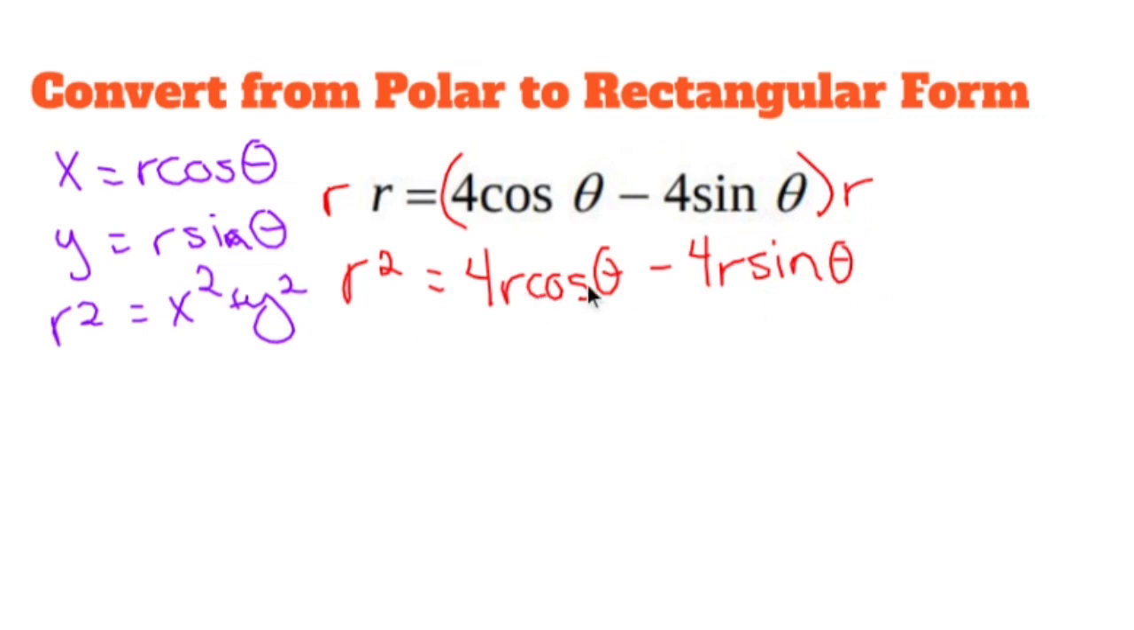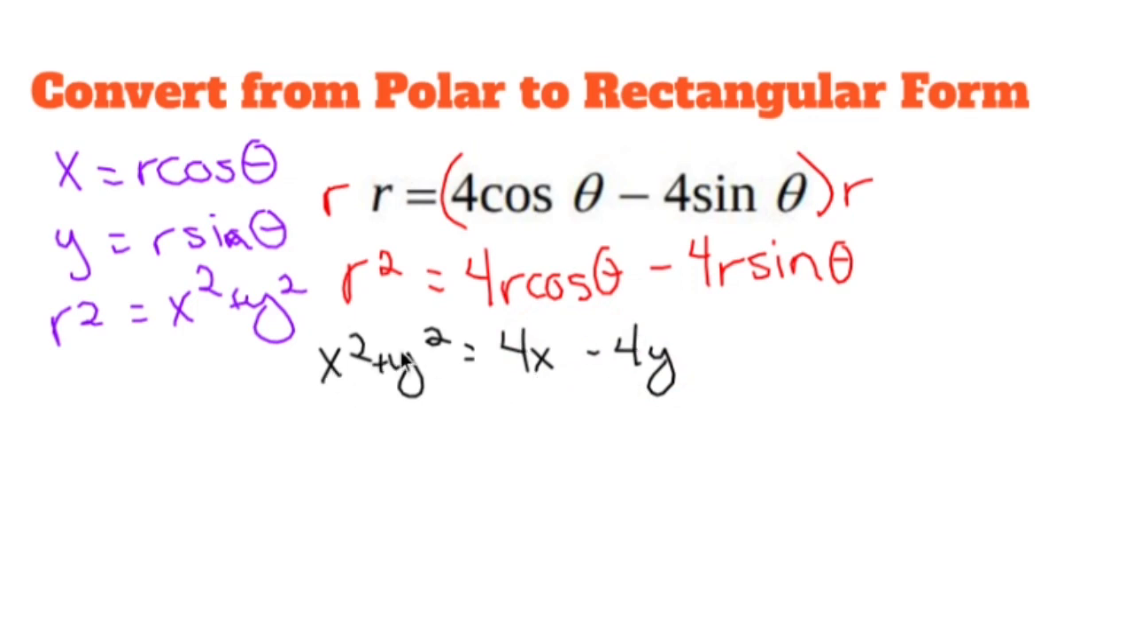Now we have enough information where we can start swapping things around. r squared is now x squared plus y squared. r cos theta is now x. r sin theta is now y.